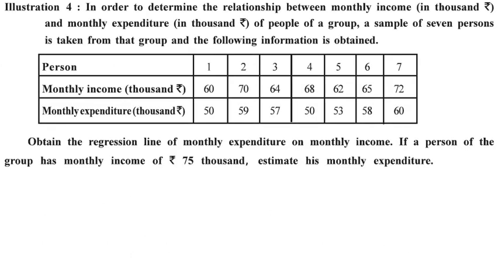Starting with illustration 4, to determine the relationship between monthly income and monthly expenditure. Here monthly income is x and monthly expenditure is y. So we have to determine the relationship. We have to obtain the regression line of monthly expenditure, and we have to estimate the monthly expenditure when monthly income is 75,000 rupees.